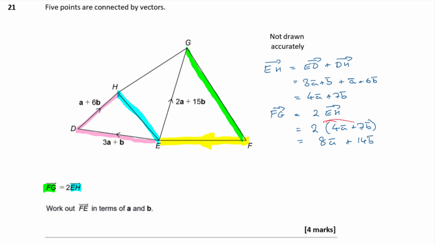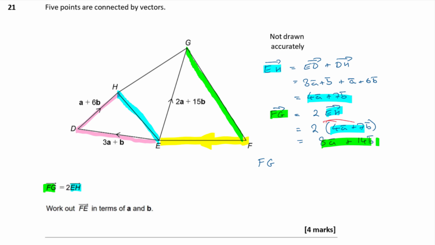So now I know f to g, I can go on to find f to e, which is the one I actually was asked to find. Okay, so I might just color code these so they're easy for you to see. So e to h was the blue one, and that's what we found it to be. And then the green one we saw was 2 lots of e to h, which was this one here. So we doubled that one up, and then that gave us our f to g.